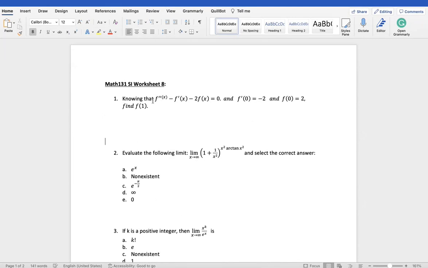We are given the fact that the second derivative of f of x minus the first derivative of f of x minus 2f of x is equal to 0. And we're given that the first derivative of f of x at x equal to 0 is equal to minus 2, and f of 0 is equal to 2. Now we're asked to find f of 1.